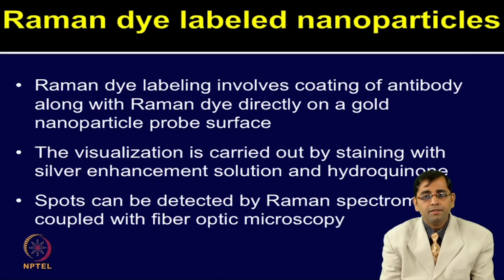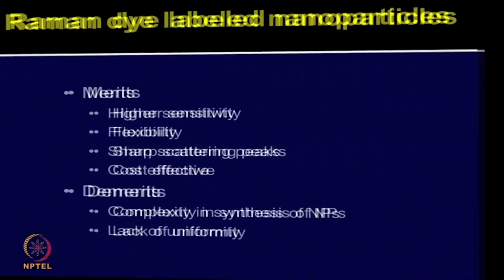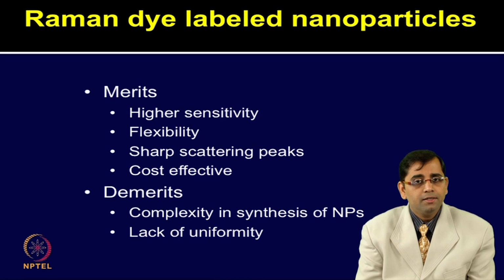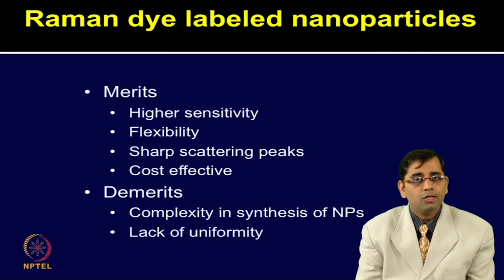The spots can be detected by Raman spectrometry coupled with fiber optic microscopy. As compared to the fluorescence based detection methods, the Raman dye labeled gold nanoprobes offer several advantages, which include high sensitivity, flexibility due to non-overlapping probes, sharp scattering peaks and cost effectiveness of the assays.